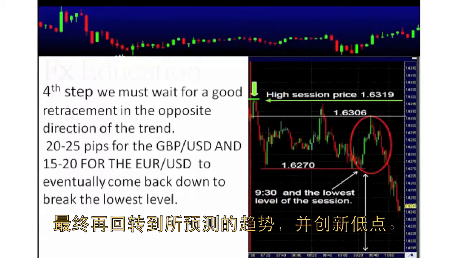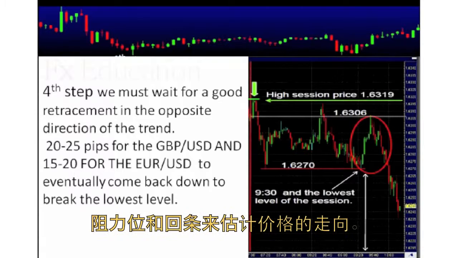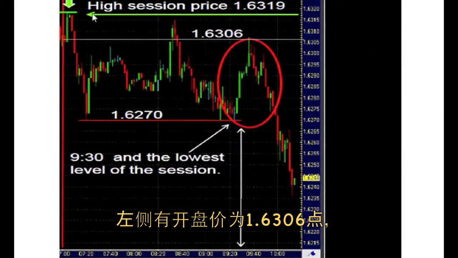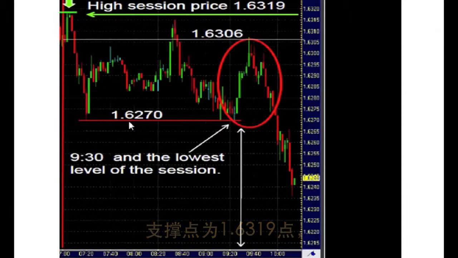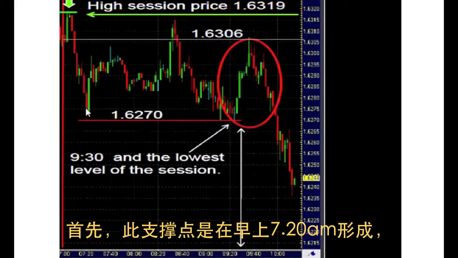Now, we're going to use in this example support and resistance levels as well as that retracement feature that we mentioned. Now take a look on the left hand side. We have our open price of 163.06. We have a session high of 163.19. And we have a session low of 162.70. Take a look at the price movement. But first, this happens to be 7:20 in the morning.